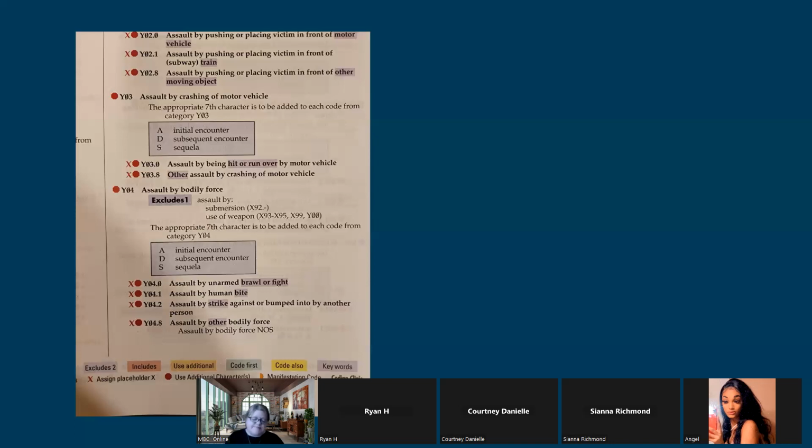I'm sorry, y'all. Complete brain fart. Assault is not a disease. Assault is going to be in your external injuries index. The codes that are not related to a specific disease or symptom, like fever, are in that index.